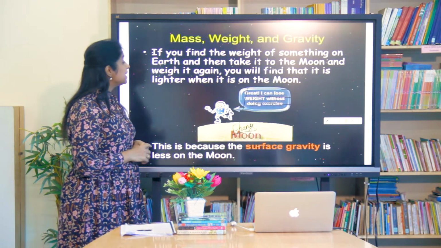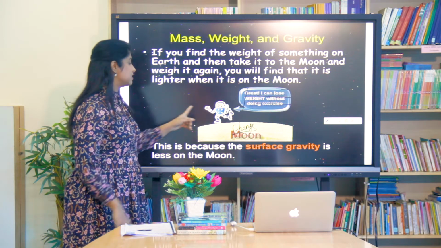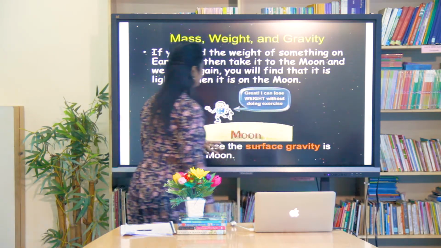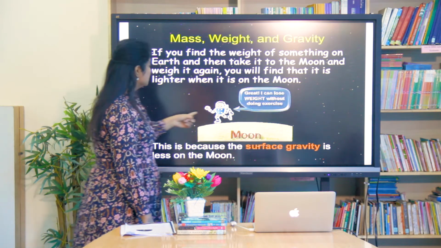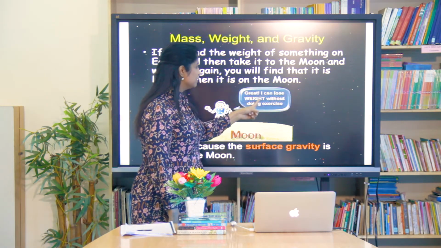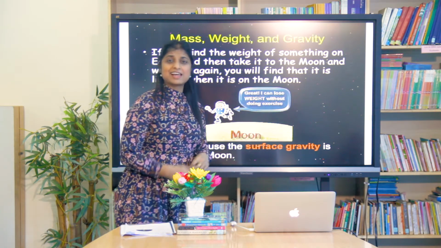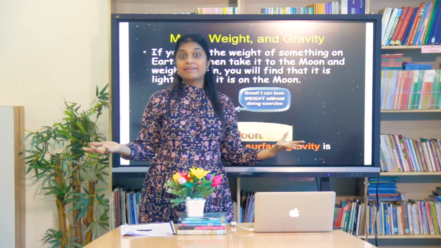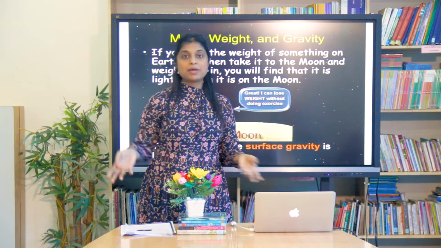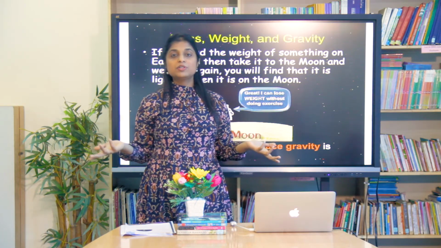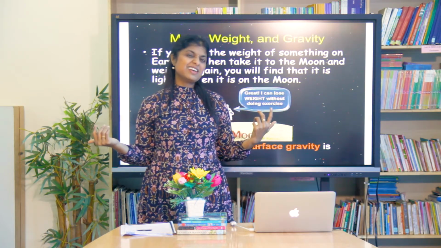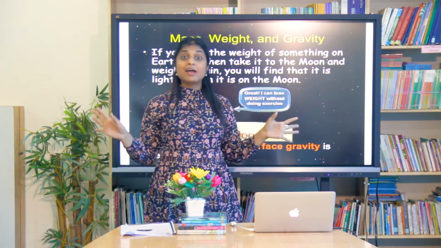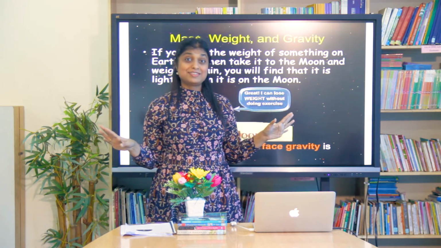Now let's smile at this slide because it's a very funny one. Right? Look at that. Ooh, great. I can lose weight without doing exercise. Why? Because if you're weighing like 60 kilogram and you go on the moon, you're going to weigh just very less, isn't it? So you feel like, wow, I'm so thin and I'm so lightweight, isn't it?